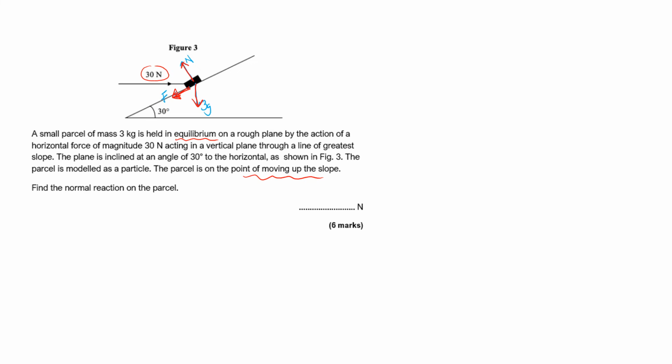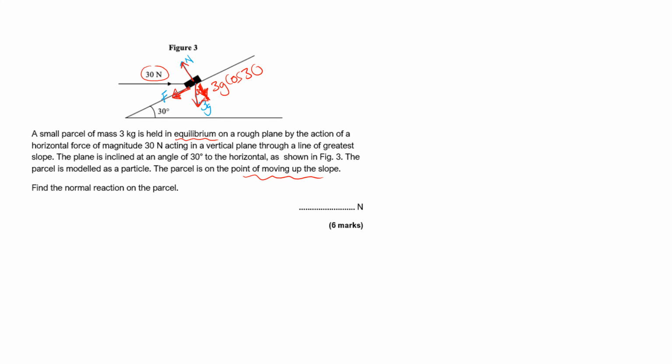If we resolve the weight, so 3g acting down, if we resolve that parallel and perpendicular to the slope, we will go a little bit this way and a little bit this way. That angle there is going to be our 30, and then we're just interested in the forces that are perpendicular. So the size of this acting down here will be 3g cos 30 because it's adjacent to that angle.